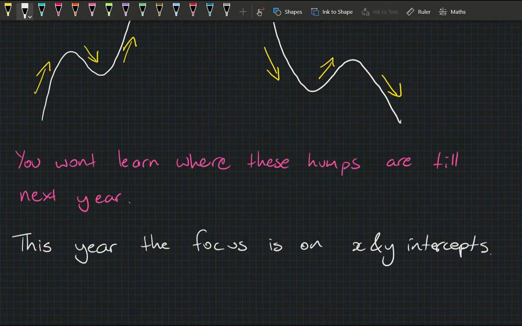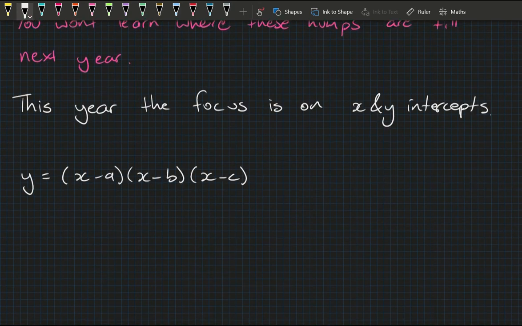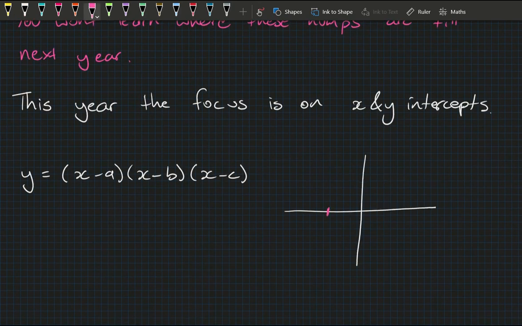The majority of the graphs that you'll be drawing in this lesson and for the unit will be like this: y equals (x minus a) times (x minus b) times (x minus c). That's going to have the x-intercepts, obviously, of a, b and c. And of course the positive one has the up, down, up. And we'll have a y-intercept of minus a times b times c.